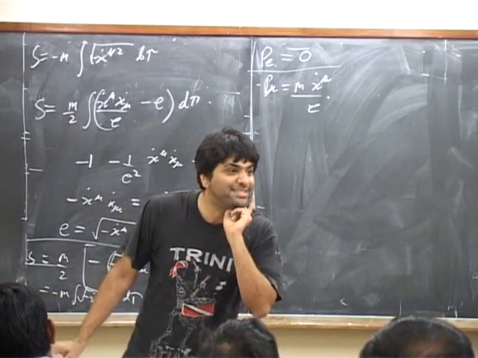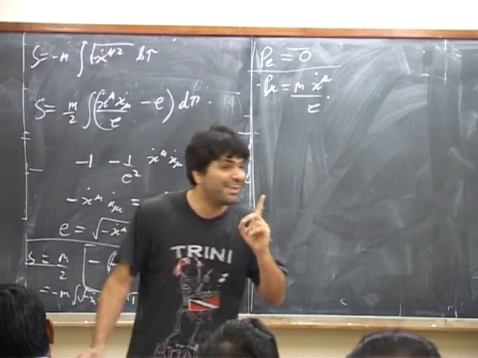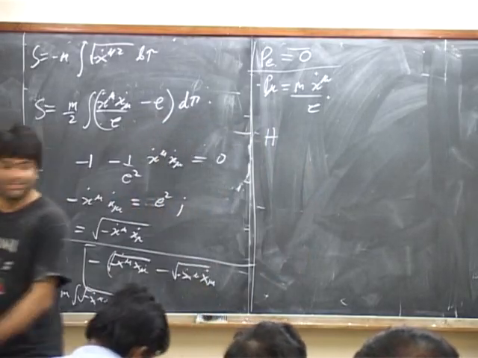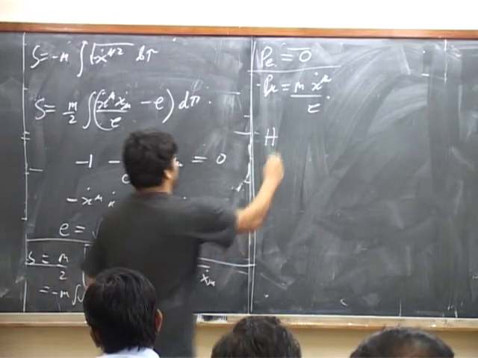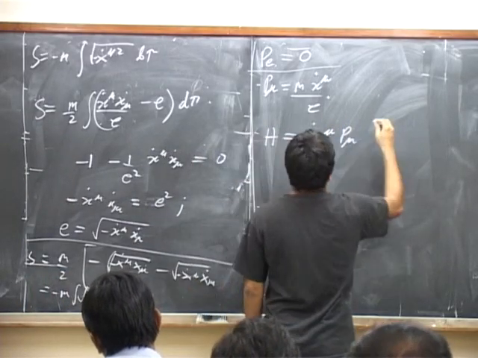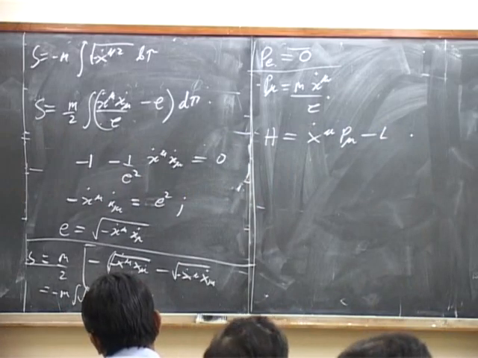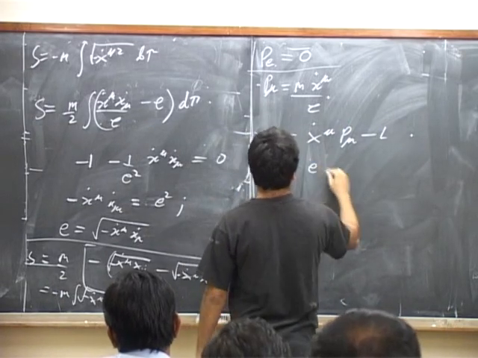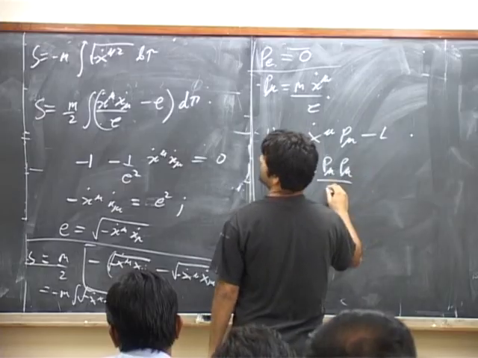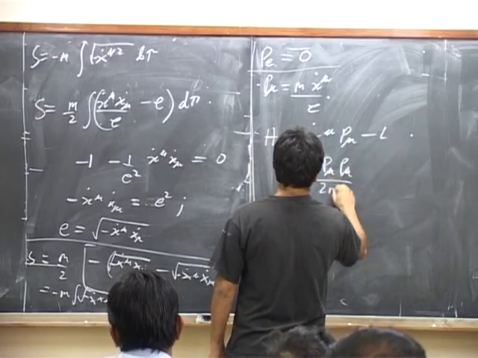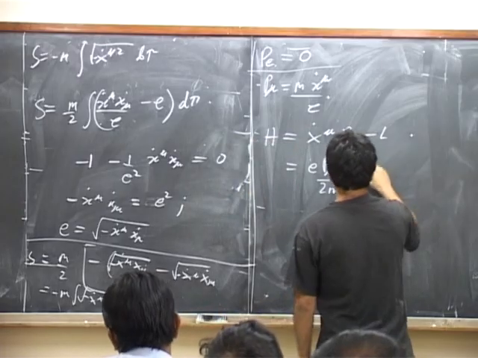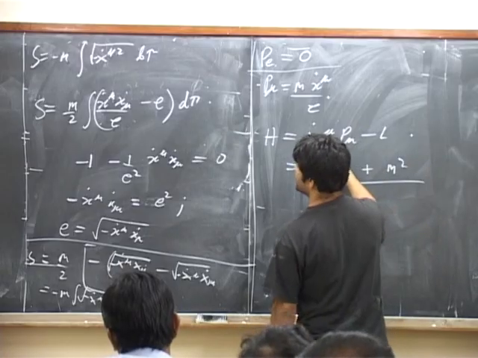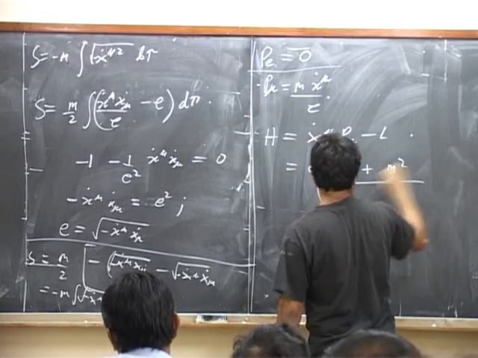However, there is one more constraint in the system, which is more subtle than the initial constraint. How do we see that? In order to see that, let's compute the Hamiltonian. The Hamiltonian of our system is what? Well, the Hamiltonian of our system is x_mu dot p_mu minus the Lagrangian. So that's going to be E times p_mu squared by 2m plus m squared by, and there's an E outside there as well, by bracket.